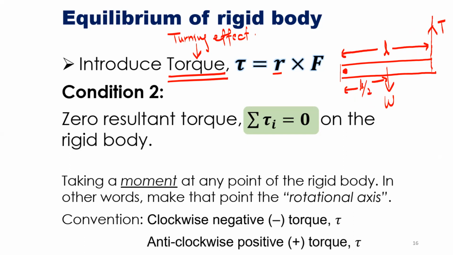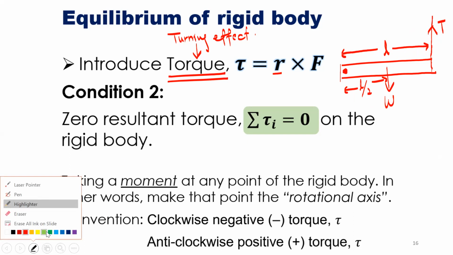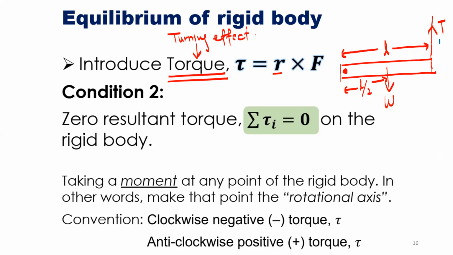So you will notice that the tension is acting upward. Since the tension is acting upward, it is going to cause a turning effect, because this is a pivot, in this particular direction. Whereas your weight is going to cause a turning effect in this direction.